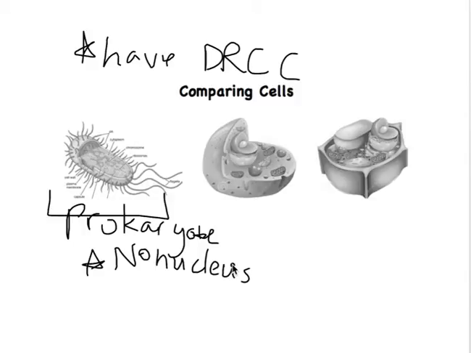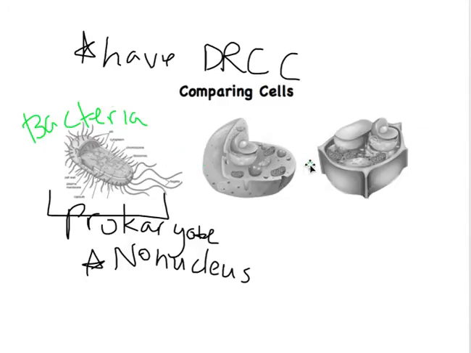Now, let me switch colors here. When we talk about prokaryotic cells, basically what we're mostly going to be talking about are bacteria cells. So the one that you have right here in front of you is a bacterial cell. So that's anything that can either help with our digestion or cause disease.